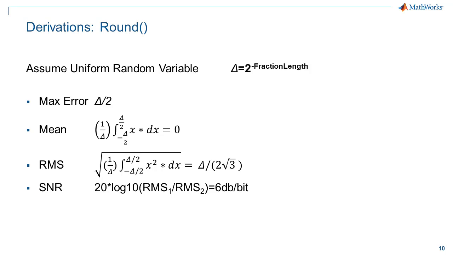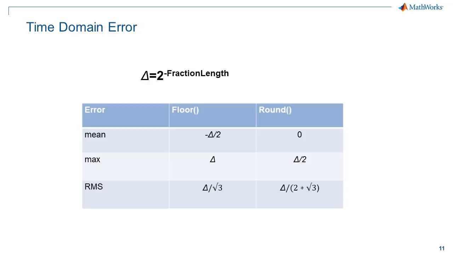Okay. If we do the same derivations using round to nearest, well, now the maximum error is going to be cut in half, because at the halfway point, we would actually start rounding in the other direction. If you were to average the error over the interval, half of it would be negative, half of it would be positive. The average value would be 0. We still have this concept of 6 decibels per bit. So what I did here is I just put those results in a table.